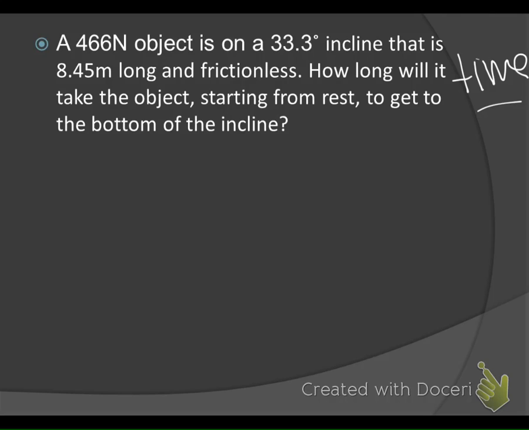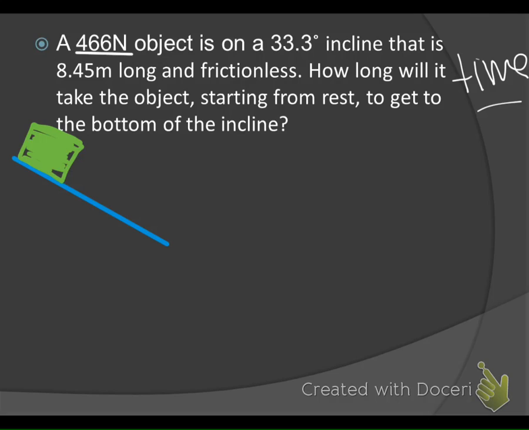We're good. Okay. So here's our incline. Here's our object. For some reason, our object is always a green box because that's all that I can draw. So what's this 466 telling us? It's weight. Yeah, it's weight, or it's F sub g.